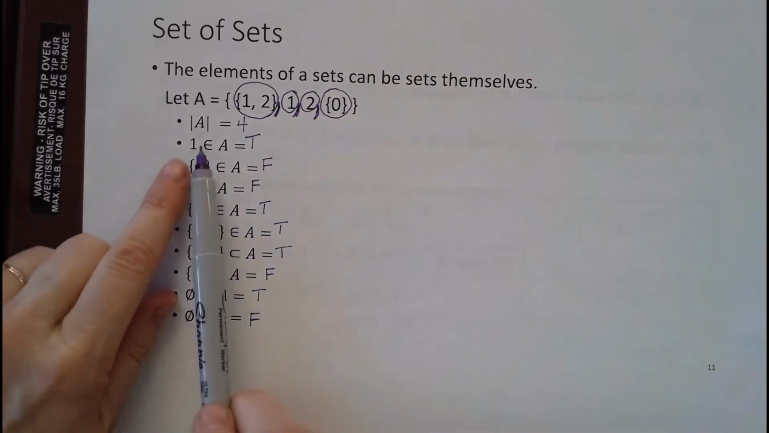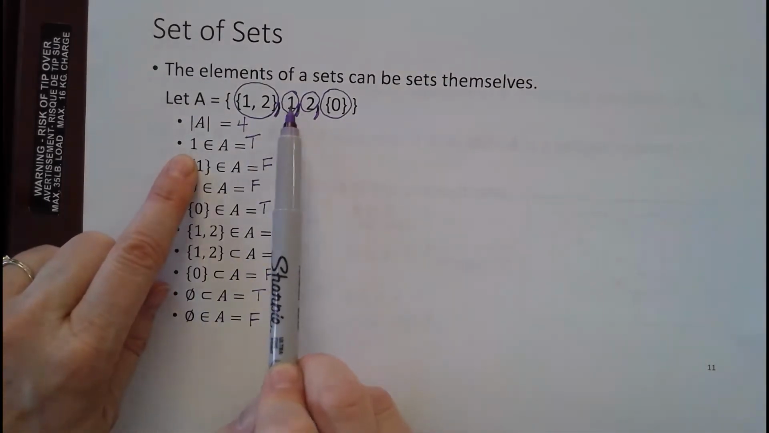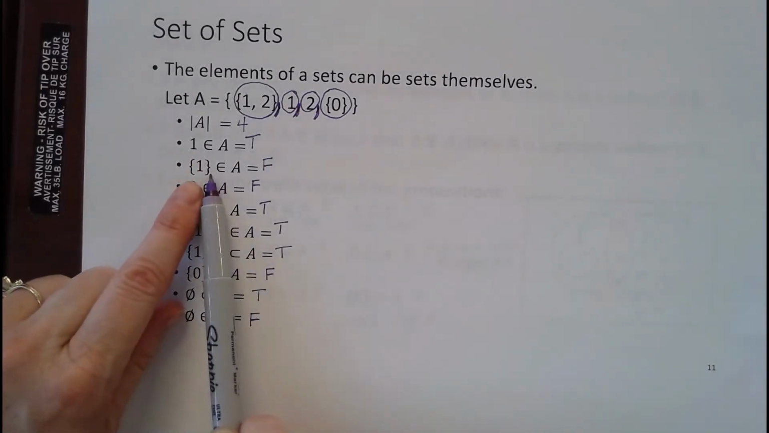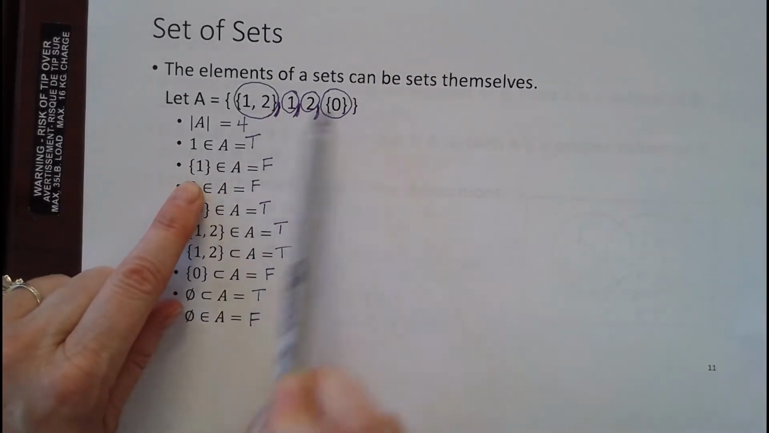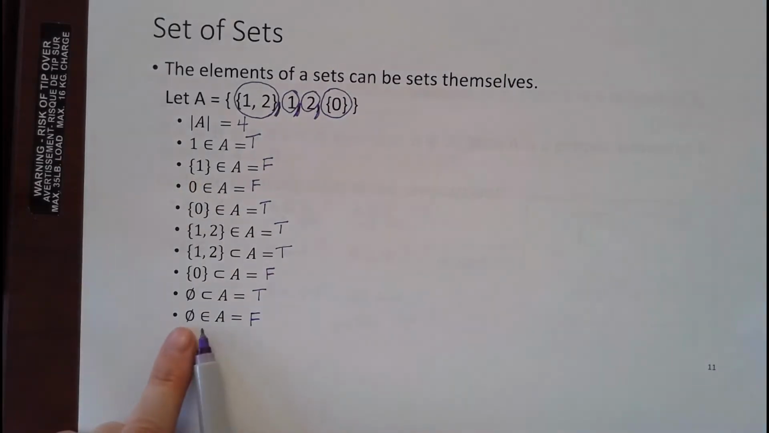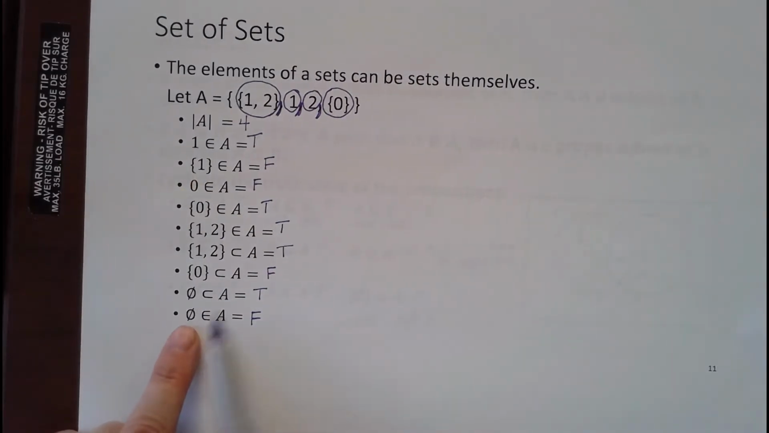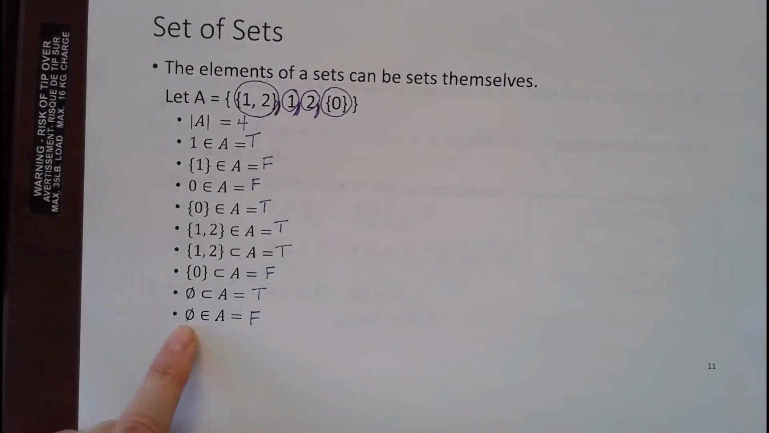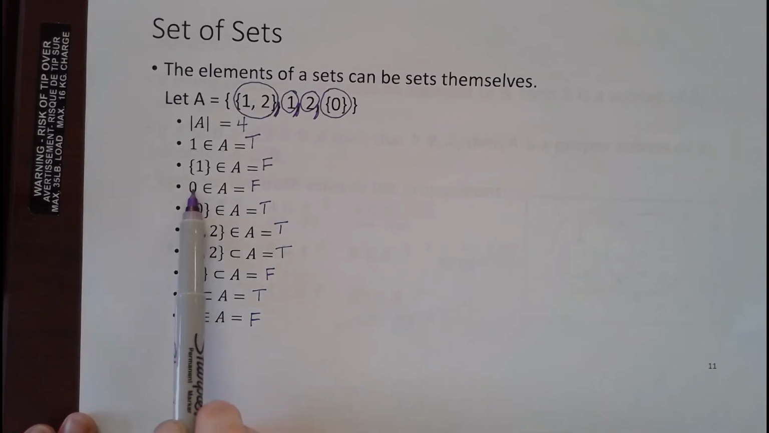So notice here, 1 is an element because I found it. It's right there. This set containing 1 is not an element because there's only 4 of them, and that's not one of them. Okay. This one is an element. Again, there's only 4 of them, and that's not one of them. So with an element, I'm looking for this exact thing in my set.